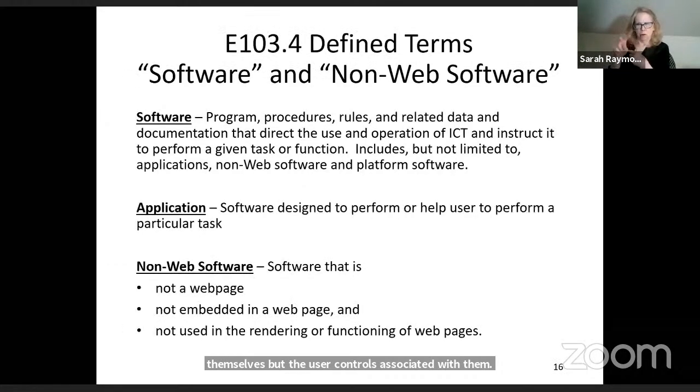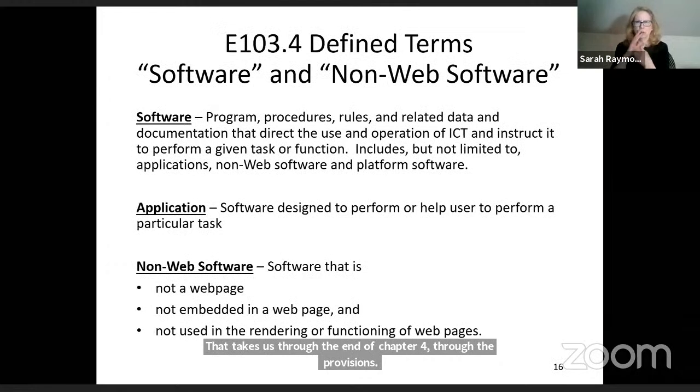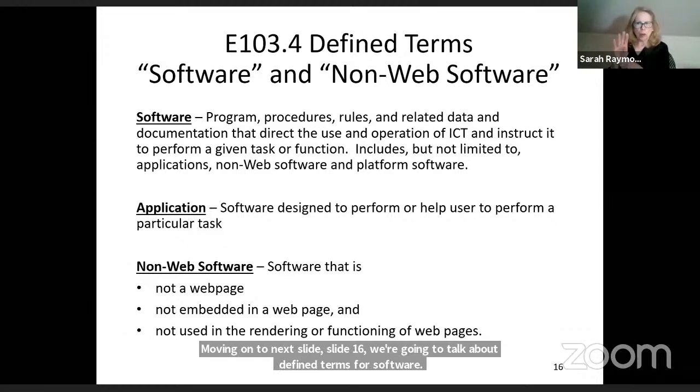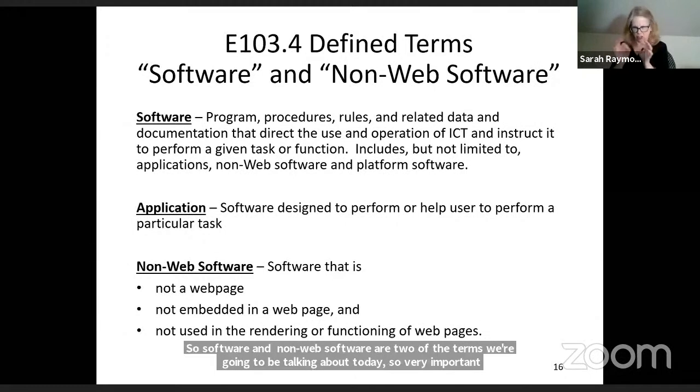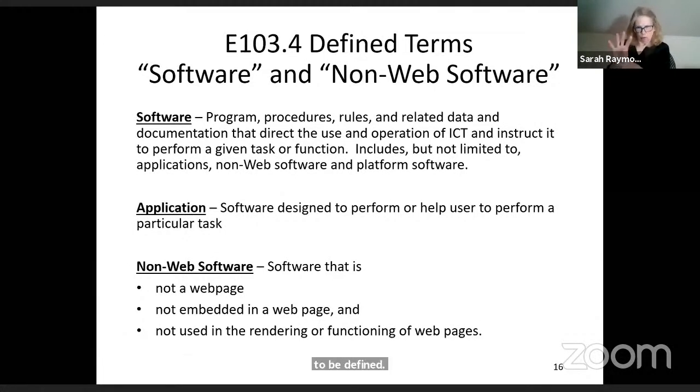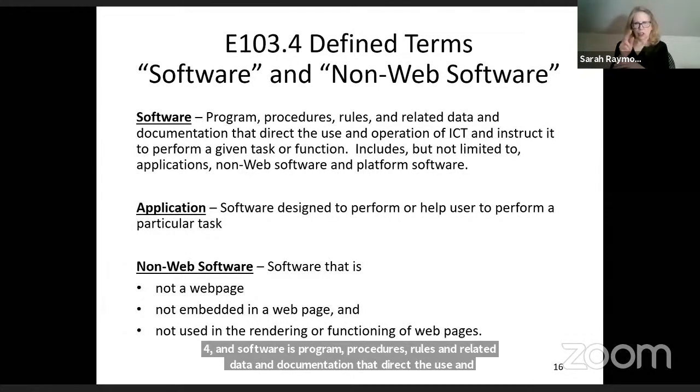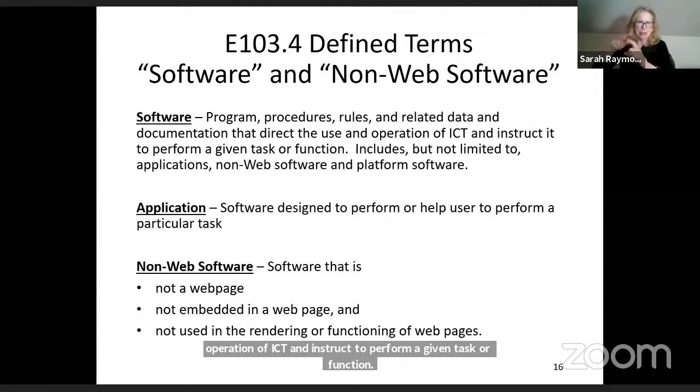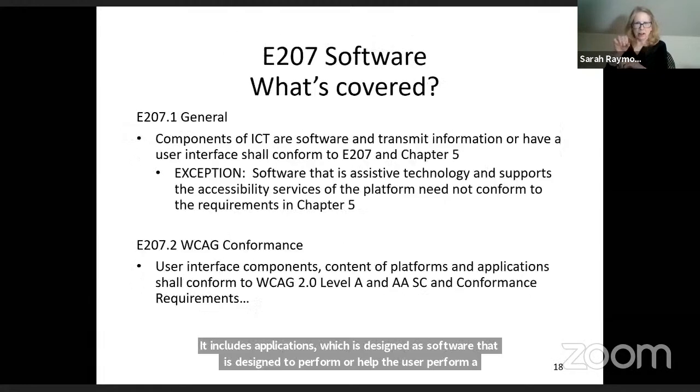Moving on to the next slide, slide 16, we're going to talk about defined terms for software. So software and non-web software are two of the terms we're going to be talking about today that are very important to be defined. These are found in E103.4, and software is program, procedures, rules, and related data and documentation that directs the use and operation of ICT and instructs it to perform a given task or function. It includes applications, which is software that is designed to perform or help the user perform a particular task. And finally, there's non-web software that's not a web page.